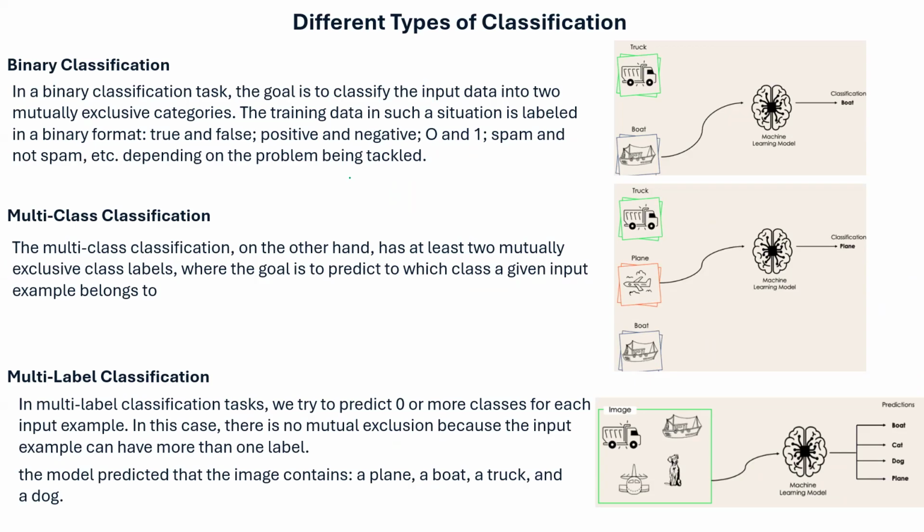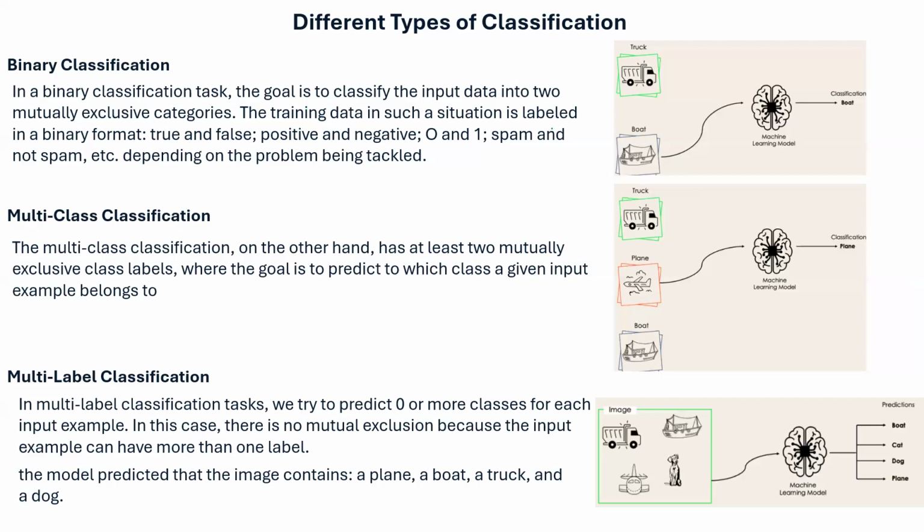Spam or no spam. In a binary classification task, the goal is to classify the input into two mutually exclusive categories. Do you know what mutually exclusive categories are? We already discussed this in probability when we discussed Bayes' theorem: mutually exclusive events, exhaustive events, independent events, dependent events. Do you remember? Mutually exclusive events means if one event is happening, the other event will not happen.